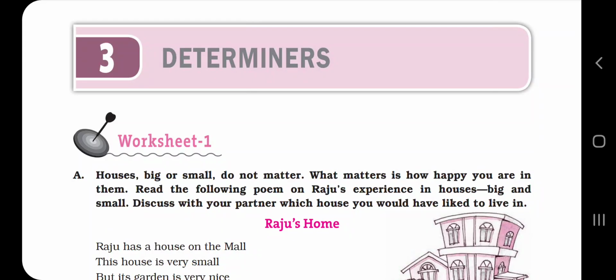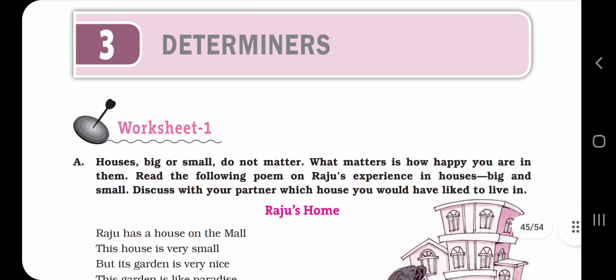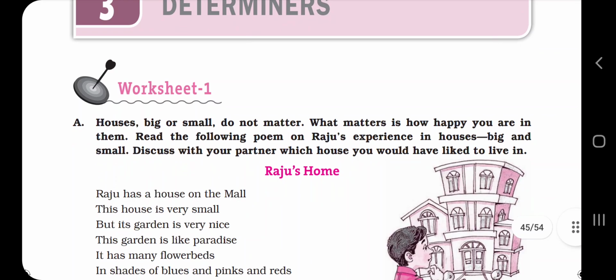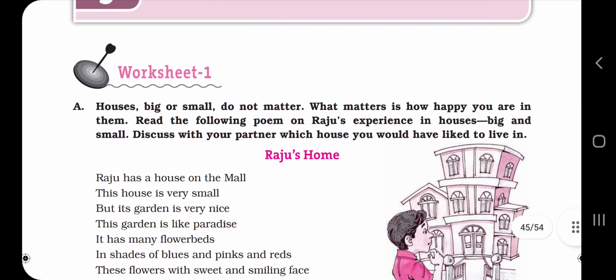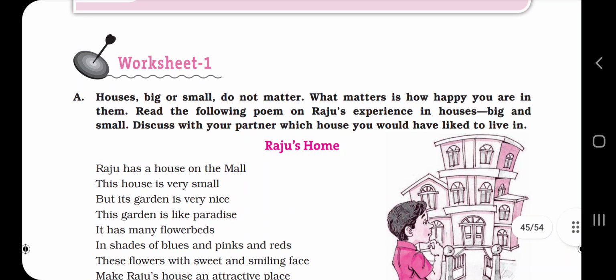We are going to begin determiners, that is the third chapter of your English practice book. Let's begin worksheet 1, and gradually when you complete the worksheets, you will be able to understand what determiners exactly are. Please do not confuse determiners with adjectives. Determiners come before a noun and determine something about the noun. Okay, let's begin and try to understand what determiners are.